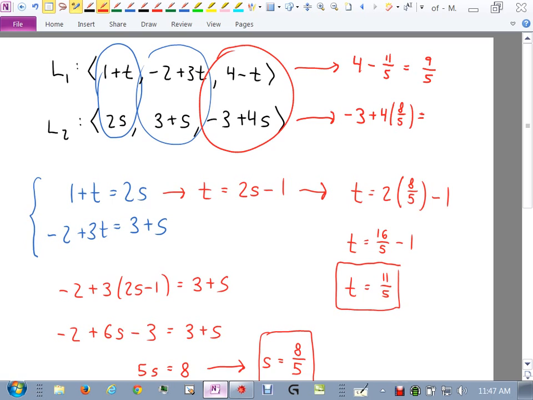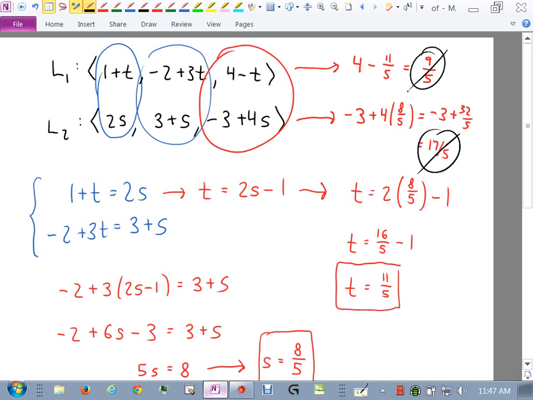Is it? Let's see, negative 3 plus 32/5, 17/5. These two are not the same, right? So I got my first two components to be the same, but I couldn't get my third one to be the same.